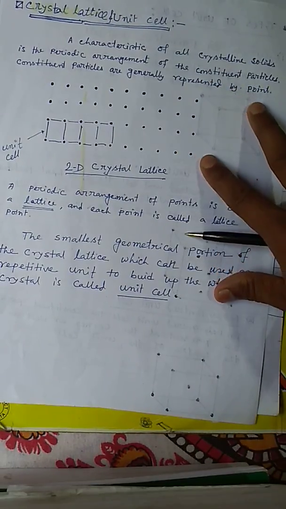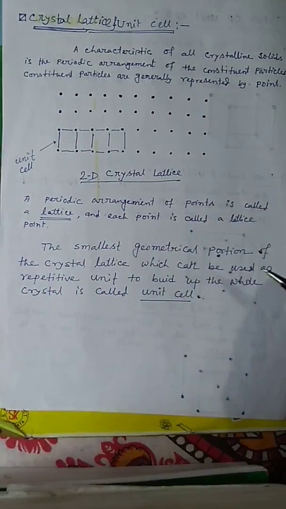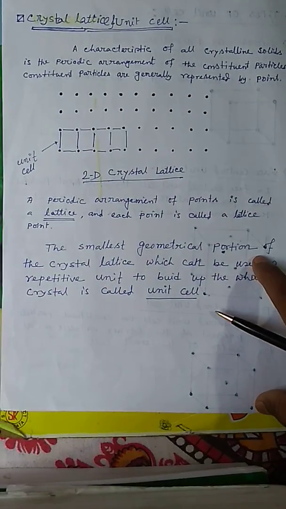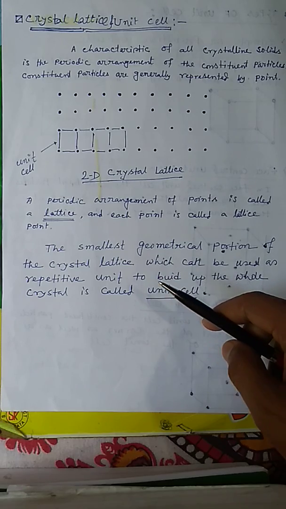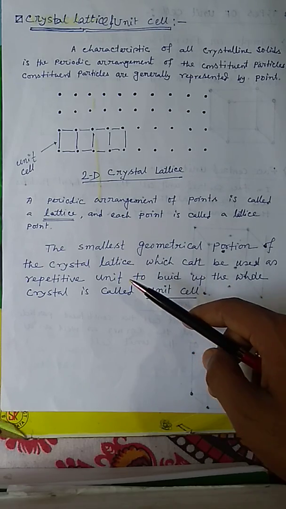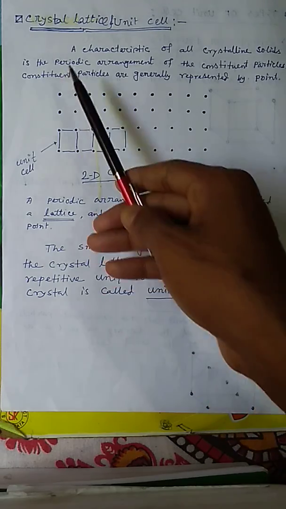Now what is crystal lattice and unit cell? We know that in a crystalline solid, the constituent particles have a regular or periodic arrangement, and the constituent particles are generally represented by points.